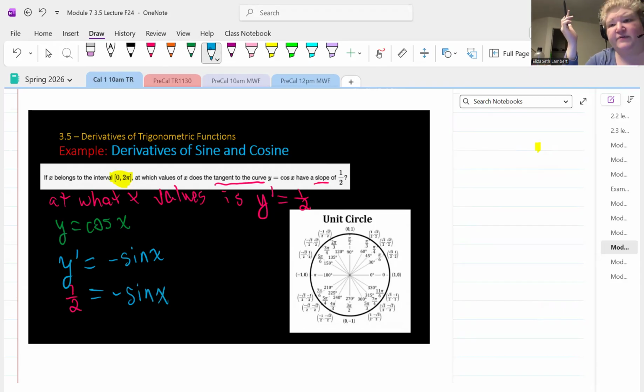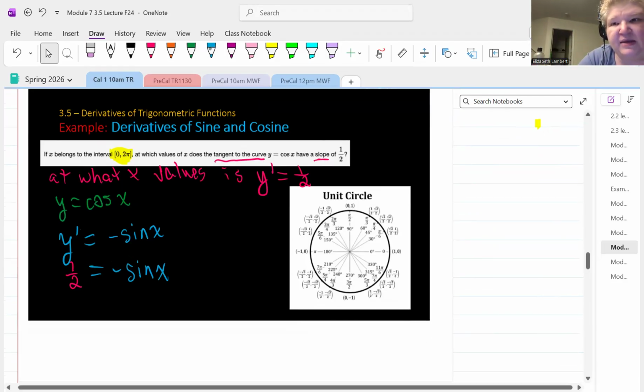And now I'm solving a trig equation. So this is another pre-cal skill that you're like, oh, I can leave this behind me. Nope, here it comes back again. Now, the good news is, though, they told us we're only looking from 0 to 2 pi. And 1/2 is a unit circle value. So this one's actually going to be more straightforward.